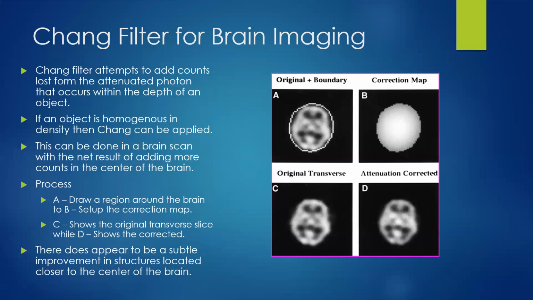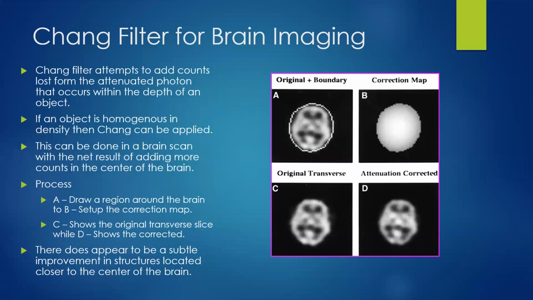Whereas if you want to image the heart, you can't apply Chang, because in the heart you've got heart tissue, then you've got lung, that's different attenuation. You've got bone, that's got different attenuation. You've got blood, fat, muscle, that has different attenuation. So it doesn't really work. But in the brain, essentially the tissue is all pretty much closely the same. So what do we do to apply Chang?